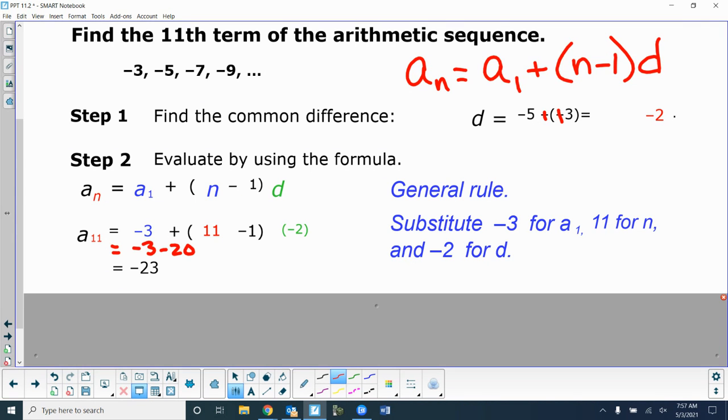Okay? And you were given formulas last week too, right? I gave you the rule when we were figuring out a certain term.